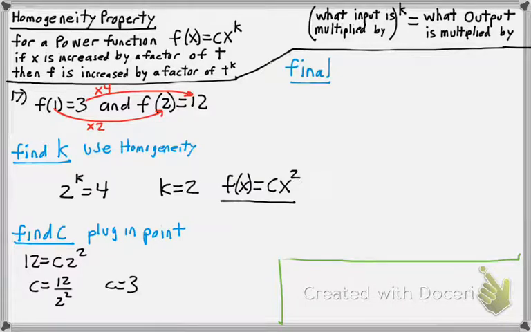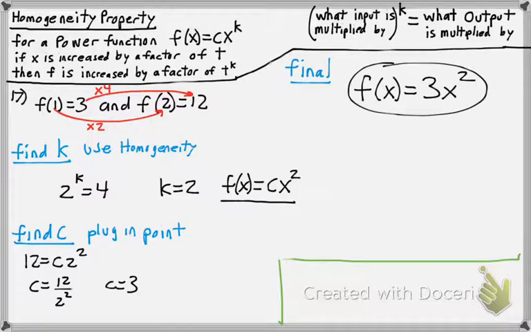So my final answer is going to be f of x is equal to 3x squared. So my c is 3, my k is 2.